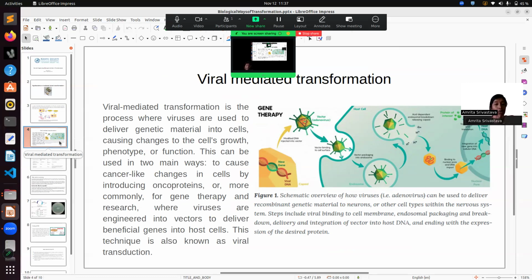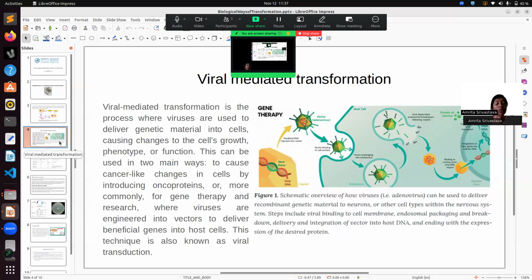Now, viruses also, as we know, have the tendency to insert their DNA into the host cells. And there are various mechanisms that are already known: the lytic cycle, where it breaks into the host cell and lyses the host cells and releases the genetic material, and the lysogenic cycle, where the viral DNA is inserted into the host DNA and becomes a part of the host DNA and then multiplies.